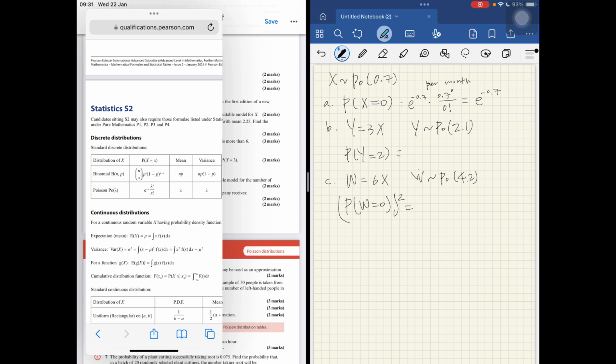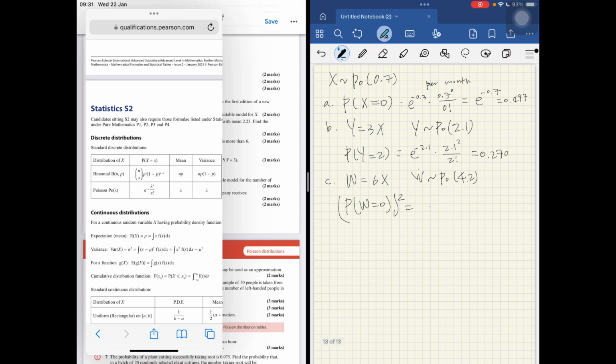So this is 0.497. And this one, when x equals 2, e to the power of negative 2.1 times 2.1 to the power of 2 over 2 factorial. So e to the power of negative 2.1 times 2.1 squared over 2. So 0.270.